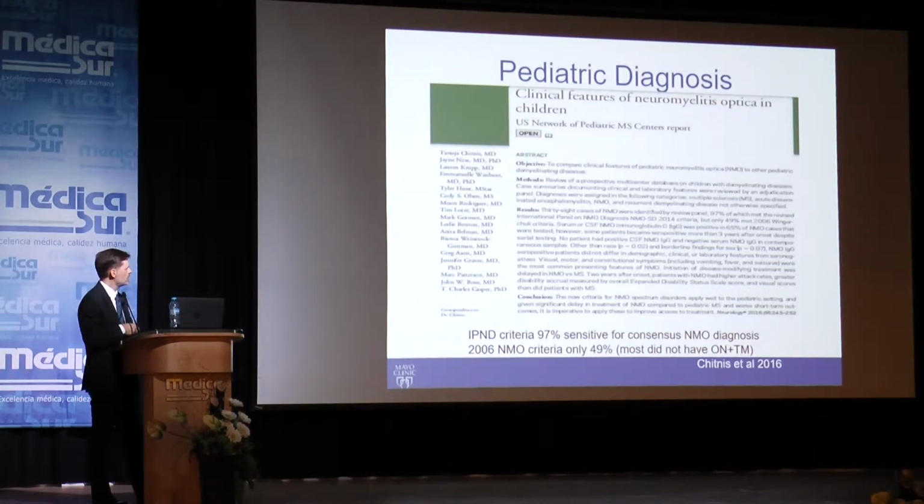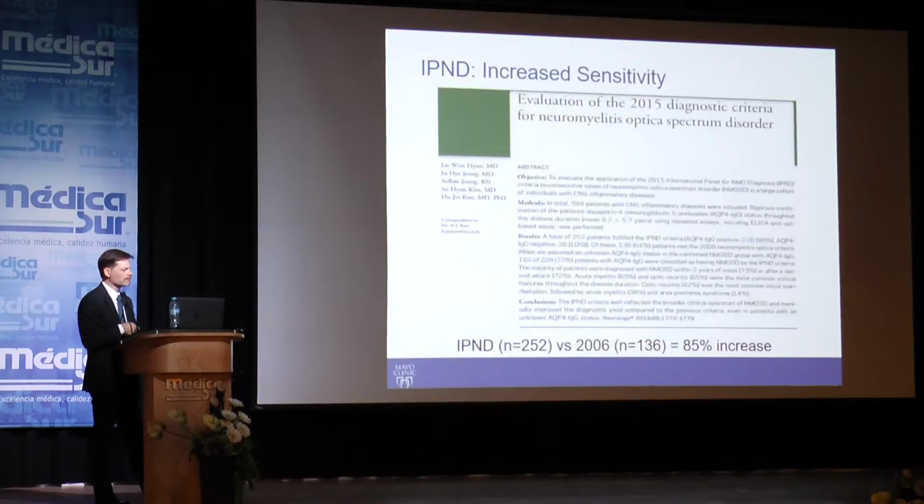It's been reassuring to see a number of studies work to validate these criteria in both children and adults. So this is a pediatric study showing that the criteria had a sensitivity of 97%, where the gold standard was clinical diagnosis by examining physicians. The 2006 criteria, on the other hand, were only 49% sensitive. So this is effectively doubling the number of patients that would have been diagnosed with NMO a decade earlier.